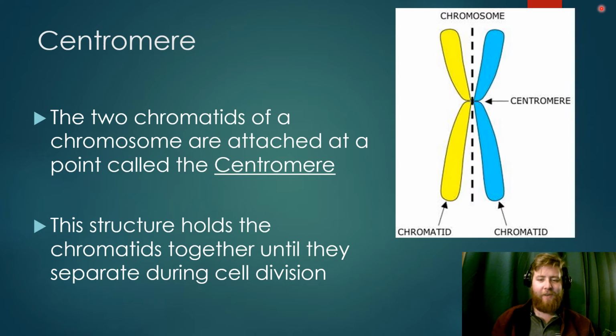The centromere is a structure of the chromosome, and it's the point where the two chromatids attach to each other. In this chromosome here, the centromere is close to the middle, a little bit above the middle. The job of the centromere is to hold these chromatids together until they separate during cell division. It's a little outside the scope of this class, but this centromere can be up top, in the middle, or down at the bottom. It can be in different places, but the important thing is it's in the middle of the chromosome, and it holds the two together.